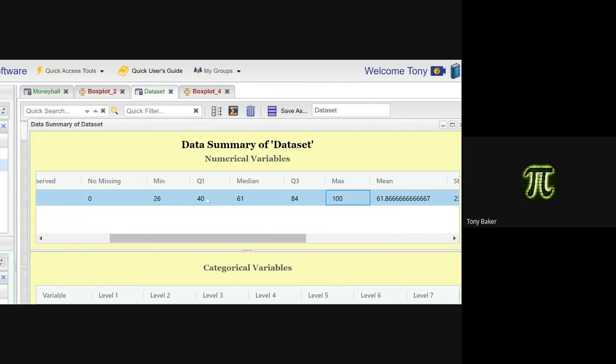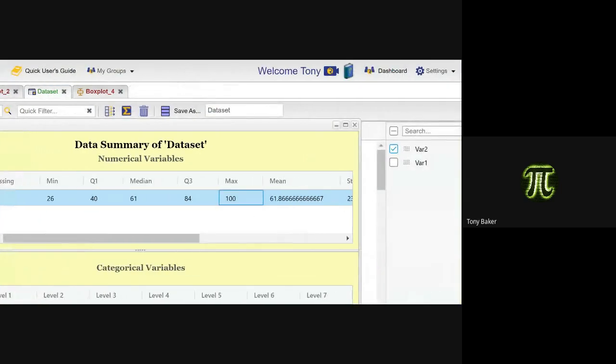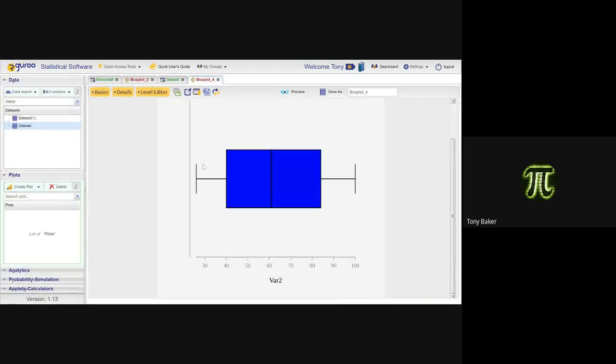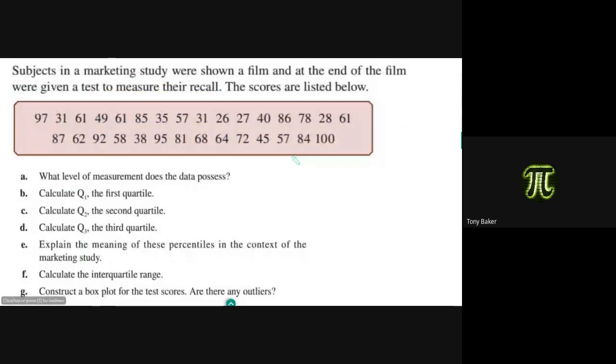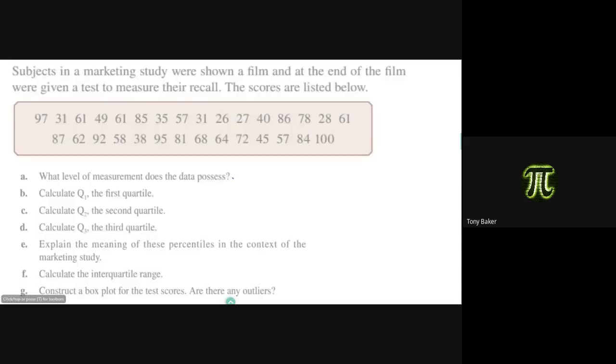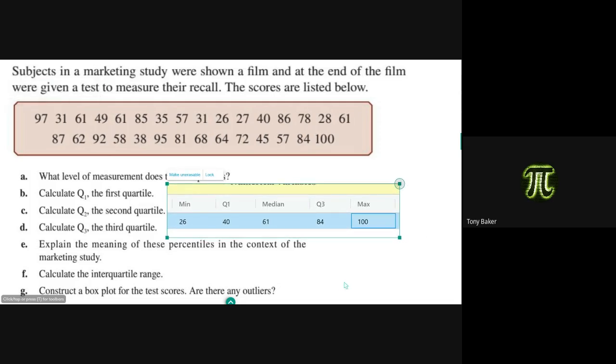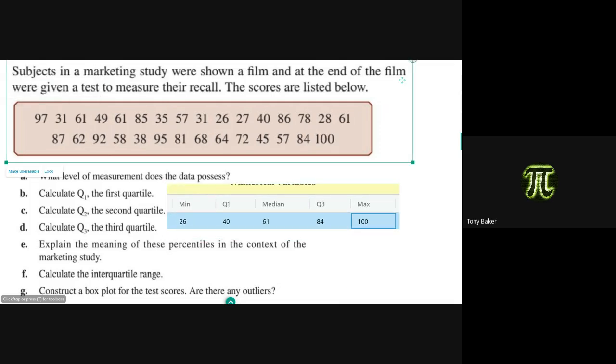Once we have those numbers, that's our five number summary. Now, it will also make you a box plot. There's the box plot of the variables. But the box plot is actually something that we can easily do once we have those five numbers.